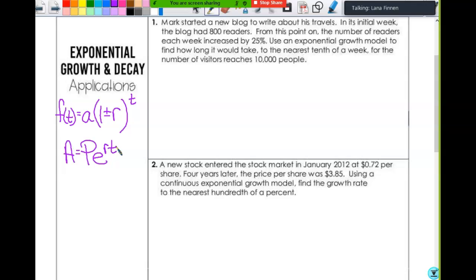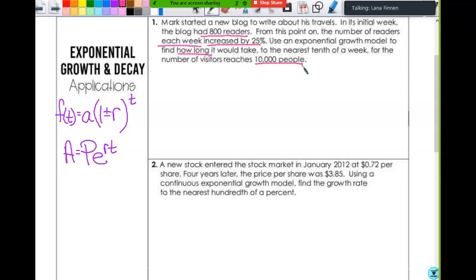All right, so let's look at number 1. It says, Mark started a new blog to write about his travels. In his initial week, the blog had 800 readers. From this point on, the number of readers each week, so our time is in weeks, that's important to pay attention to, increased by 25%, so there's my rate. Use an exponential growth model to find how long, so we're looking for time, it would take to get to 10,000 people. Ignore the words that don't make any sense there. I think I tried to change something and I didn't realize it didn't sound right. So we're going to see, when does it reach 10,000 people?